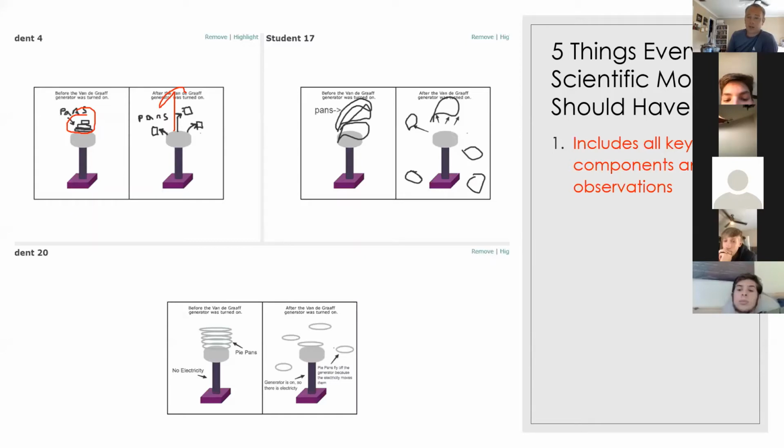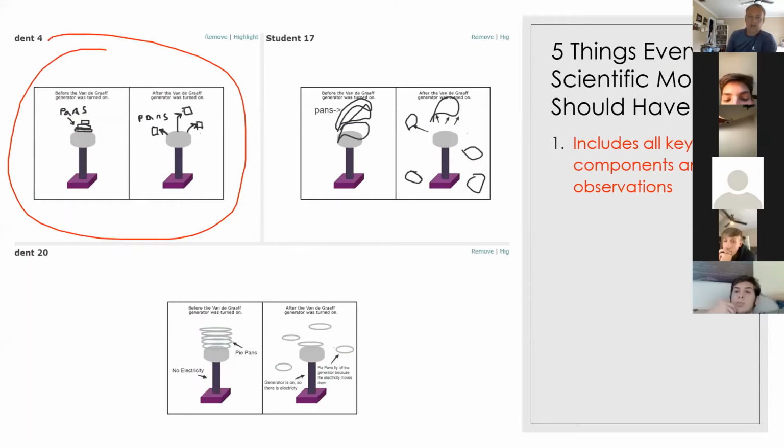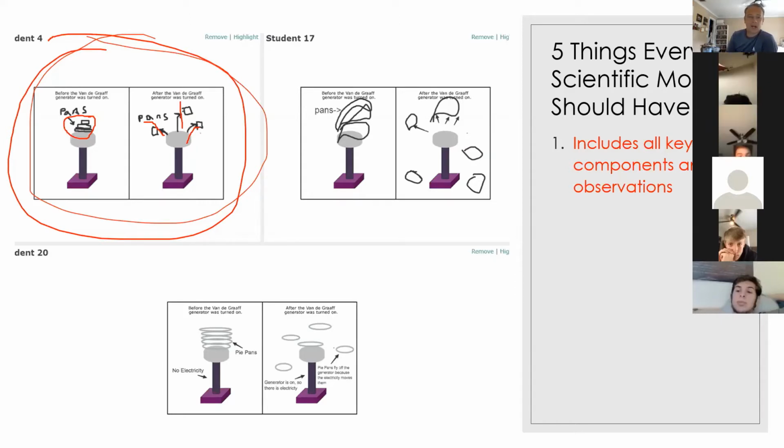So when you're drawing your model, does your model show everything that happens in each of the scenarios? So let's look at this model right here. Does this model include all the key observations of what you saw happen? What do you guys think? I would say yes. The pans were here, and then they were here. So everything that you could see is illustrated in this model. So the very first thing is your model should show everything that you were able to see.